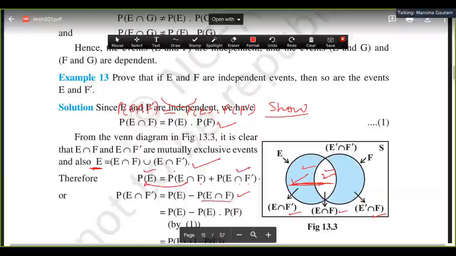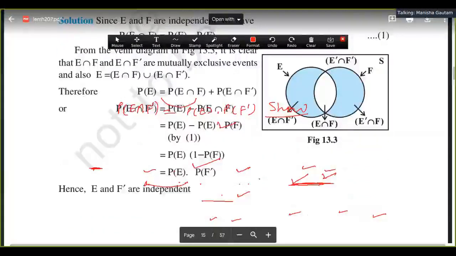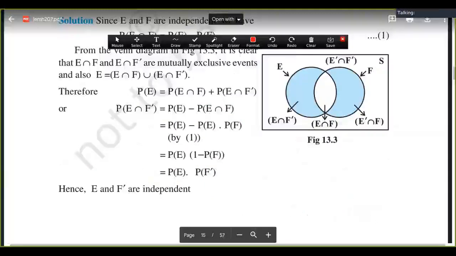Now intersection F, it is given they are independent events. So it is probability of E into probability of F. Now take common probability of E, just a minute. Take common probability of E from these two, and here 1 is left, 1 minus probability of F, which means probability of F'. So E and F' are independent events.